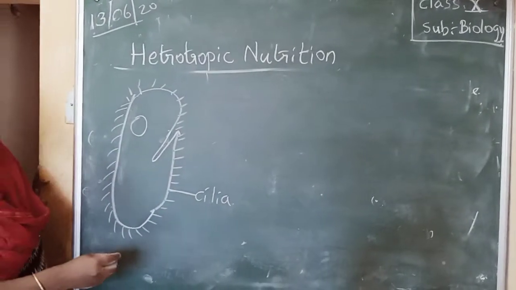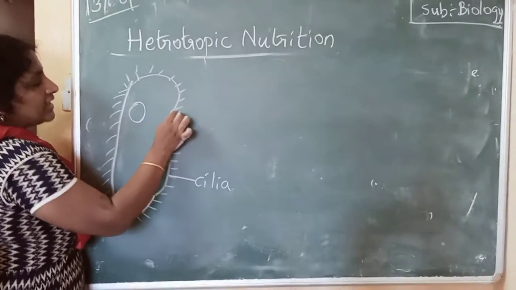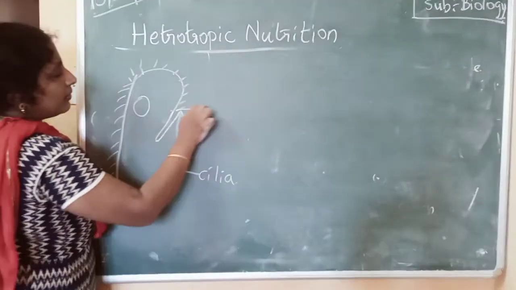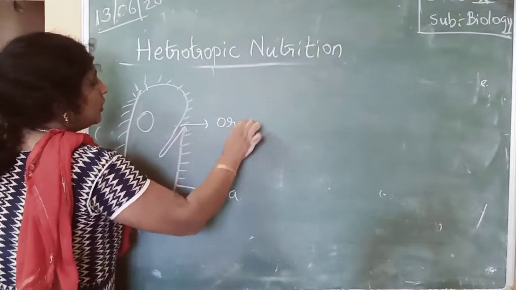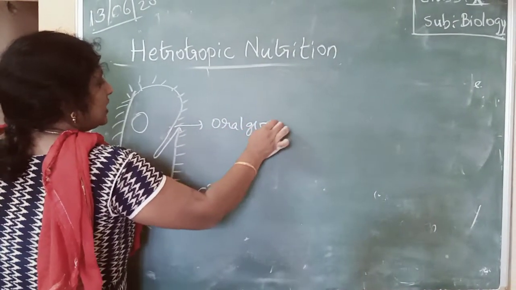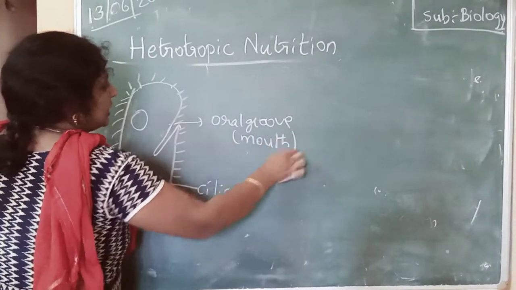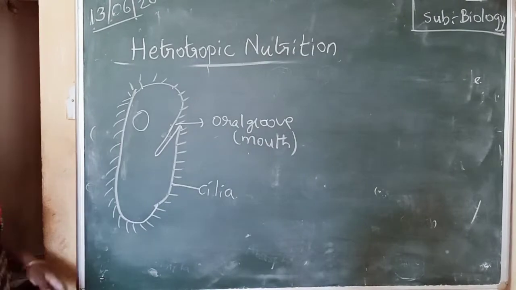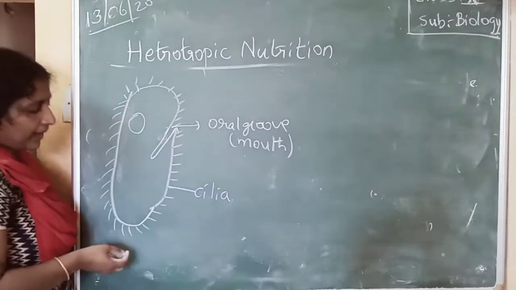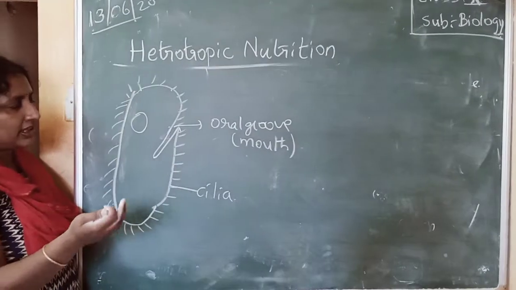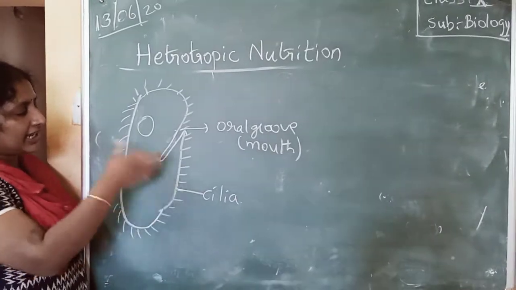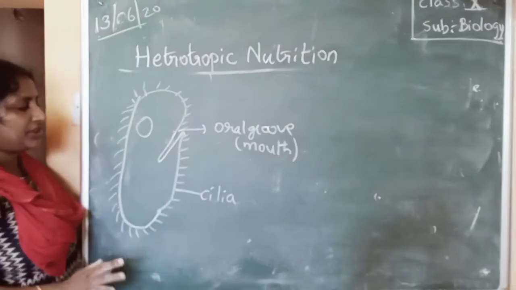Now, it has a special part called the oral groove, which is nothing but the mouth. It acts as the mouth. Whatever steps you have seen in amoeba, the same steps occur in the paramecium also.